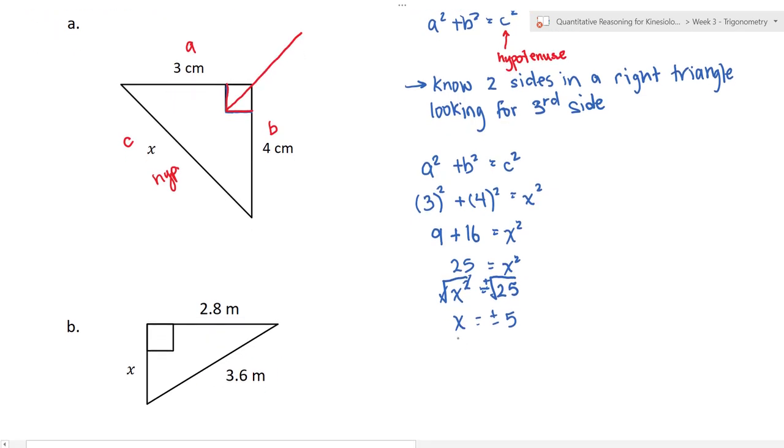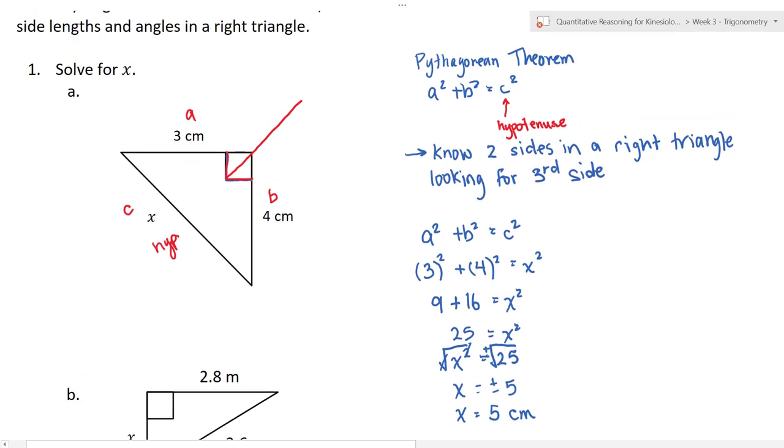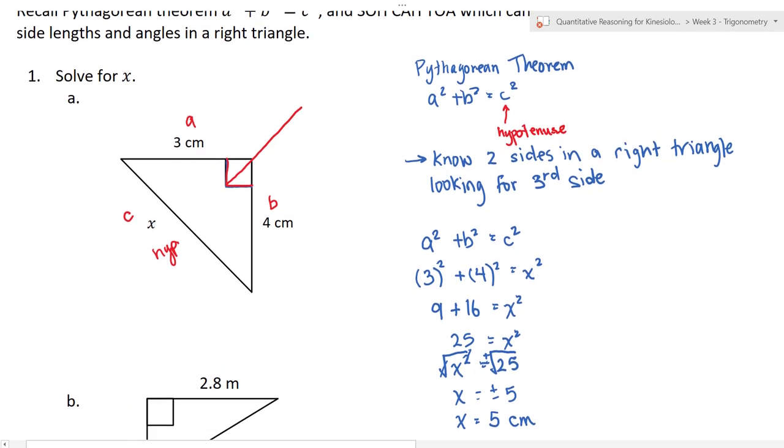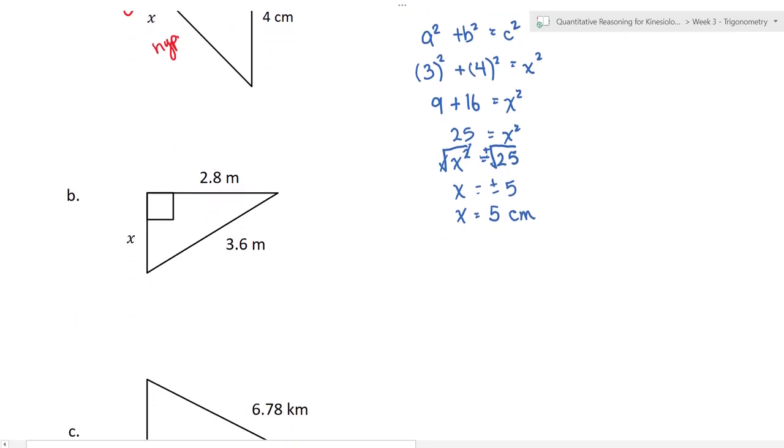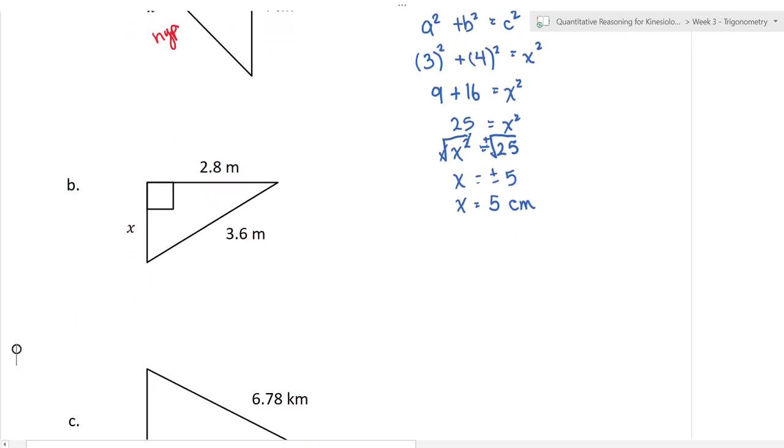So I'm just going to rewrite this as x is equal to 5 centimeters. And that's it. Okay? So all that we did was we solved for x using Pythagorean theorem. We made sure to know which side length was our c, the hypotenuse, and then we solved for the missing side. So let's do this again with part B.